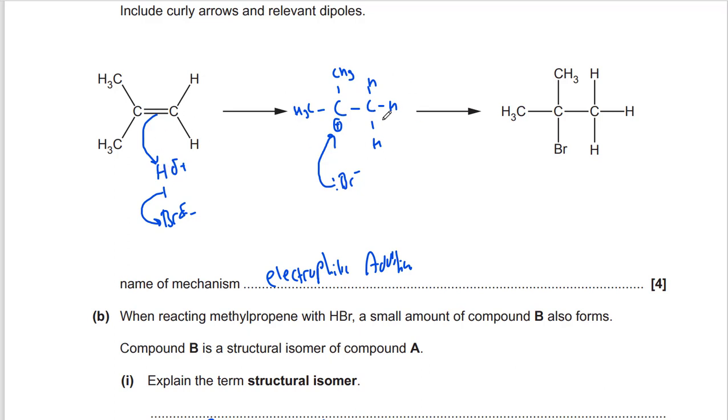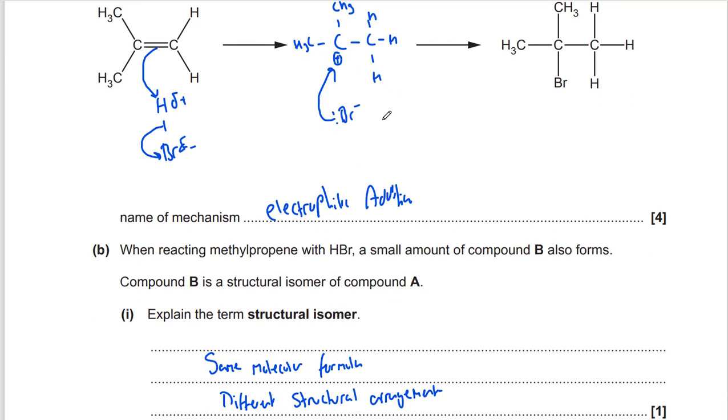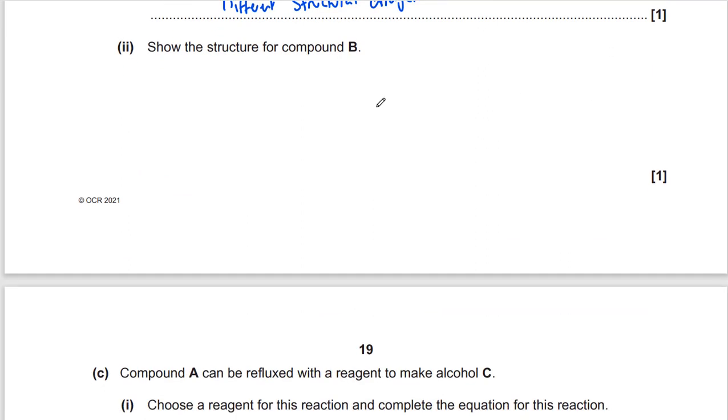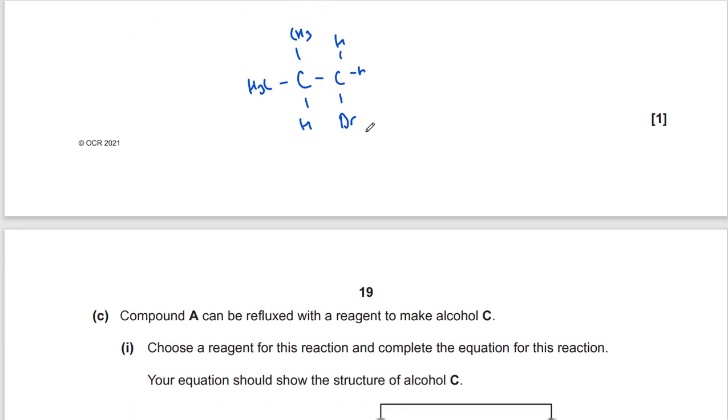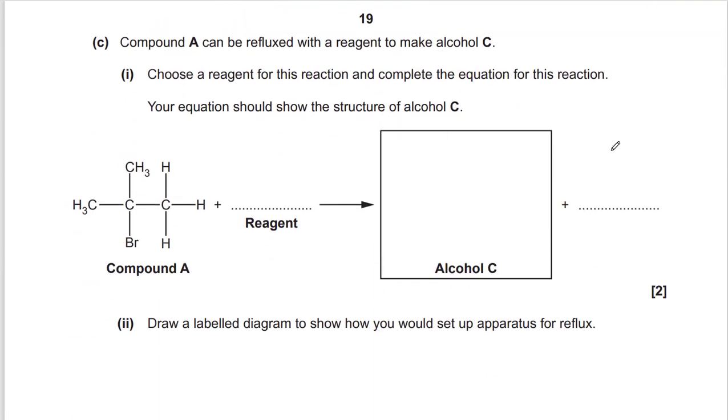In this case, it went to the right-hand side, but if it went to the left-hand side, that's a different structure because the CH3s here are different to the hydrogens. So if I swap these two over, it is a different compound. So just draw exactly what we just did, but with the hydrogen on the other side instead. No more complicated than that. And you get yourself 1 mark. Nice and straightforward.